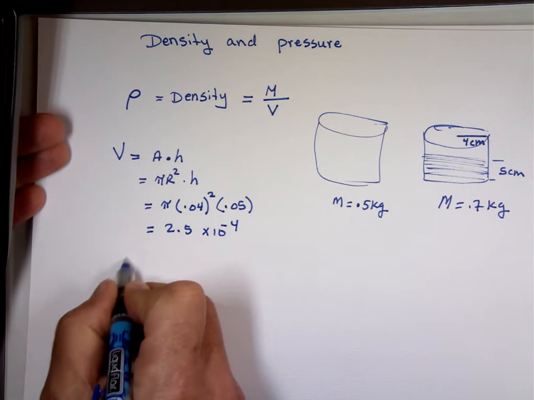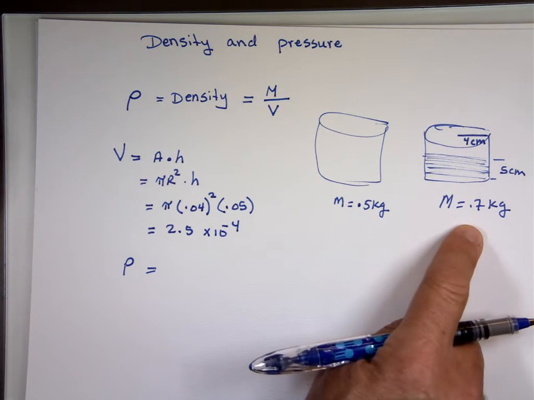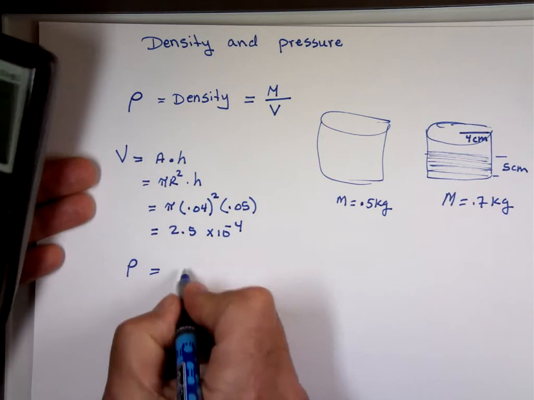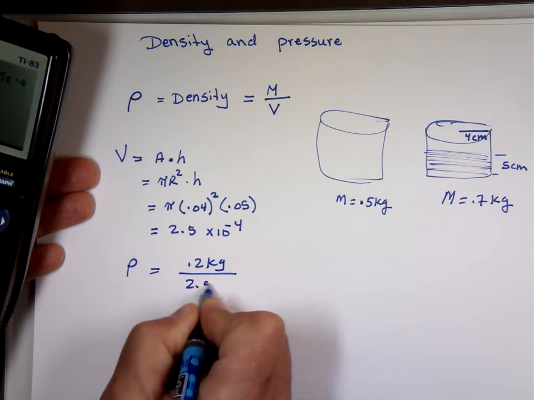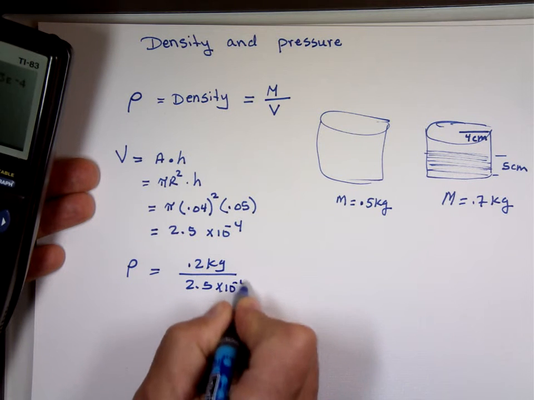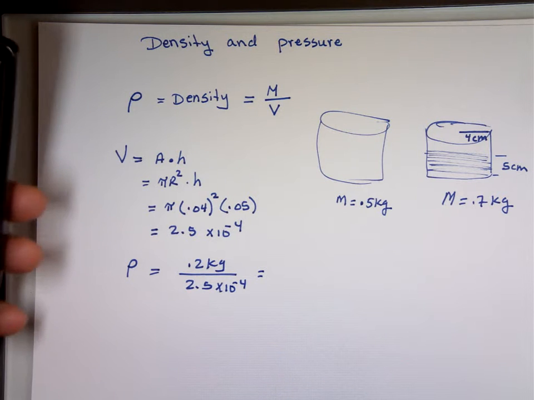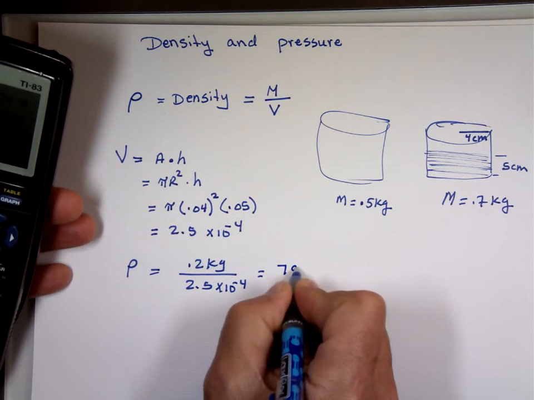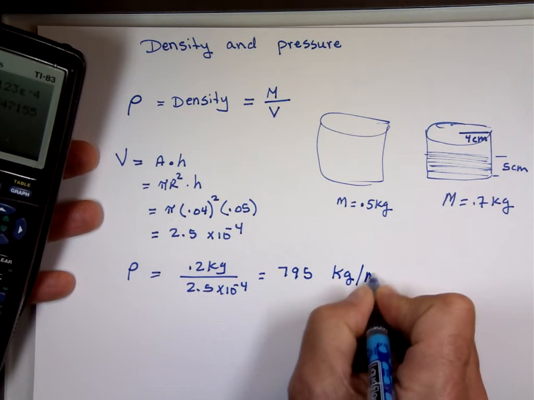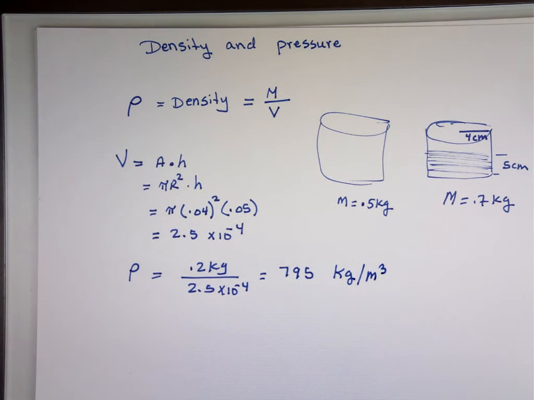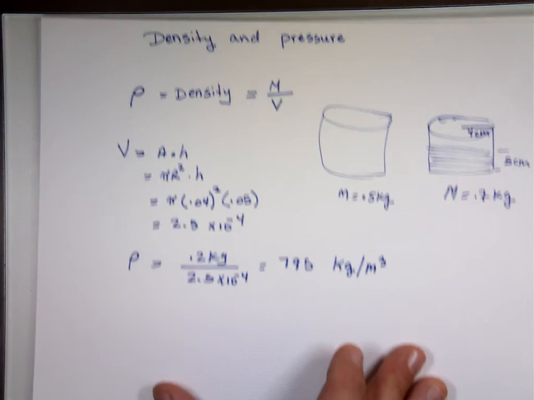So what is the density of the water? Well, what is the mass of the water alone? Well, the mass of the water is 0.2 kilogram, the difference between them, divided by 2.5 times 10 to the negative 4. It says 795 kilogram per meter cubed. I made up these numbers actually.